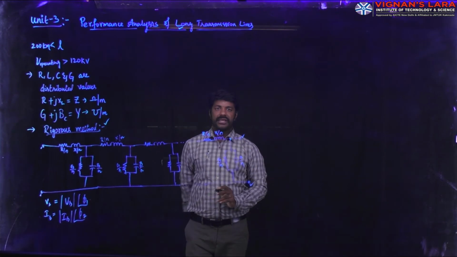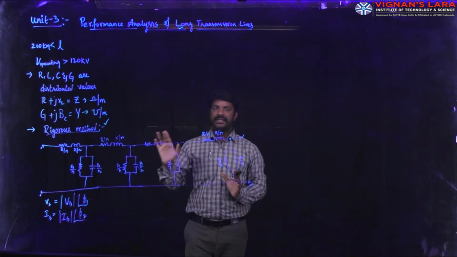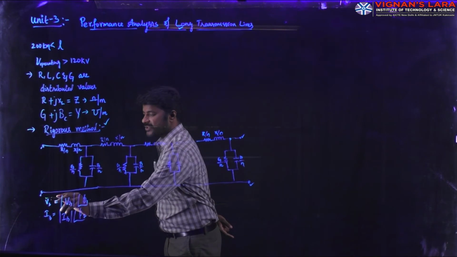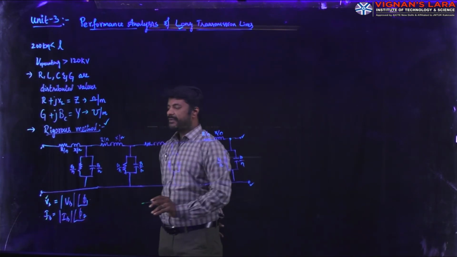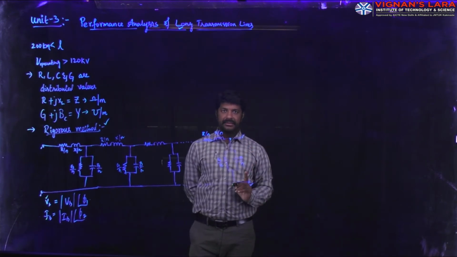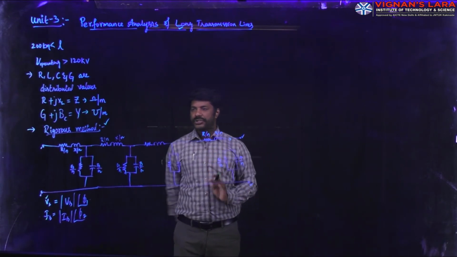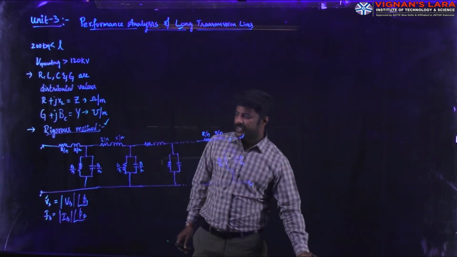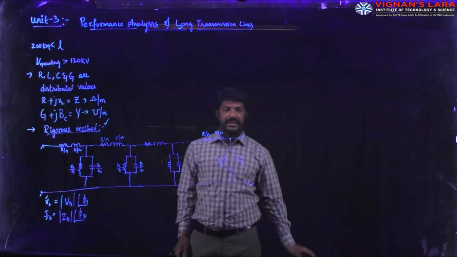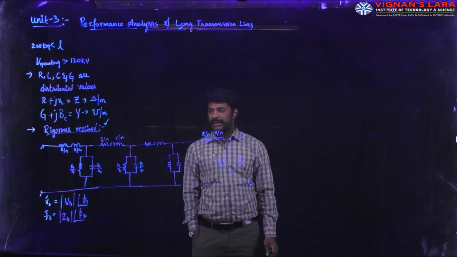So the complete discussion lies in the calculation of Vs and Is. Using this rigorous solution method, finally we are going to get the values of Vs and Is in terms of their independent quantities, called VR and IR. So let us see how to analyze this rigorous solution method. But before that, let me explain how to draw the figure.